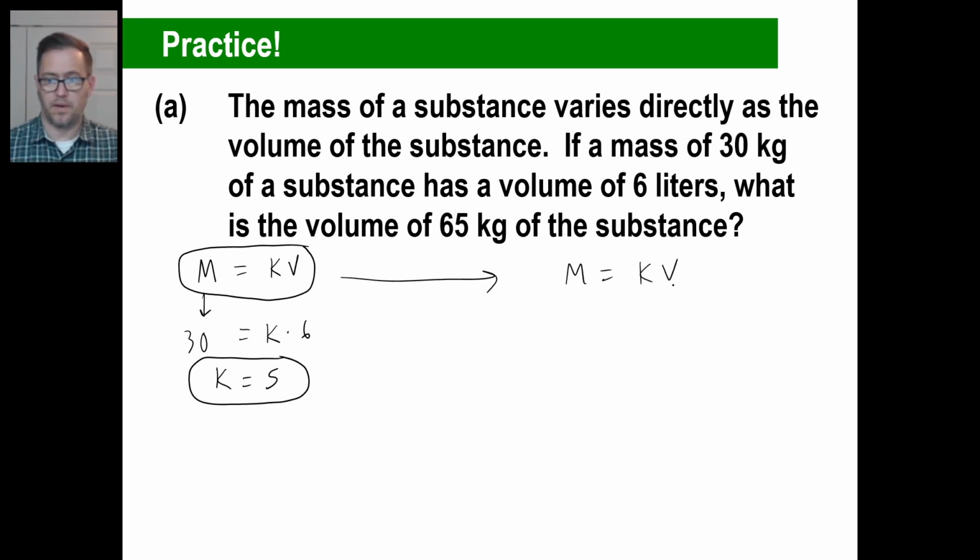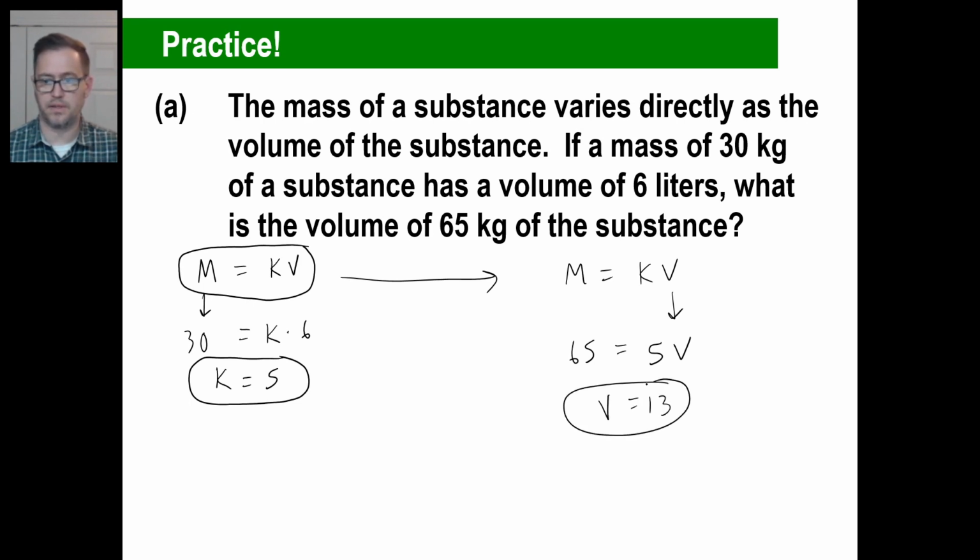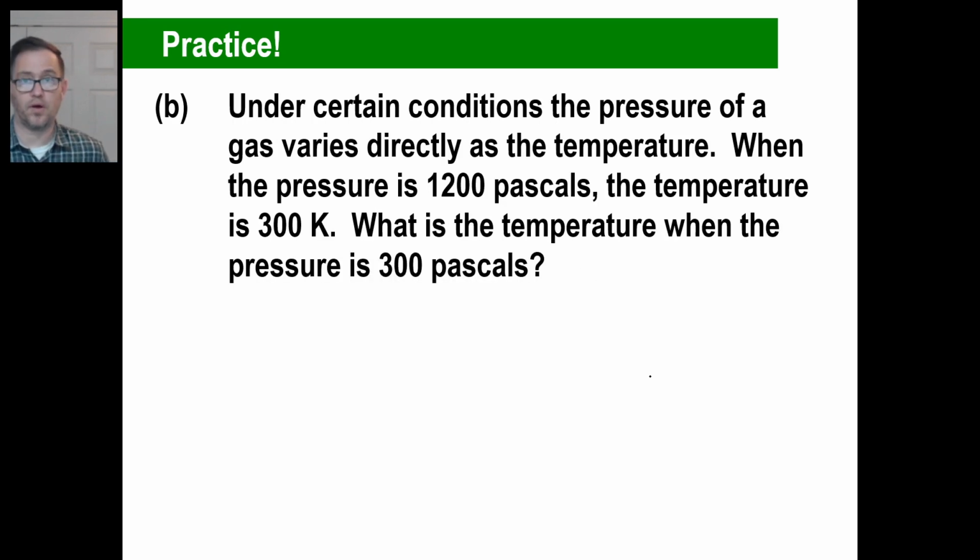Okay? All right? Is the volume of 65 kilograms of the substance? All right? So we need to know the V, which we don't know. The K, we do know. That's 5, right? And the mass would be 65. So 5 times what gives you 65? If you do the arithmetic, you're going to find out. It's going to be 13. And there you go. All right. Pause it and try B.